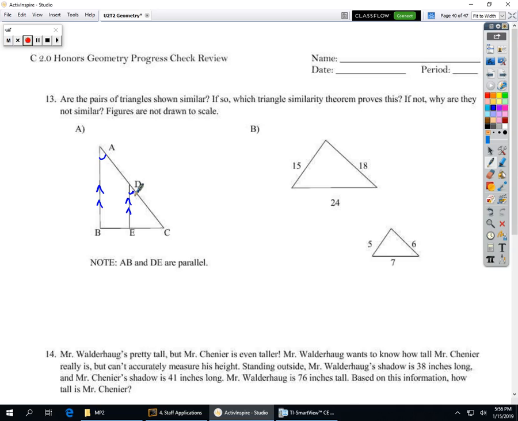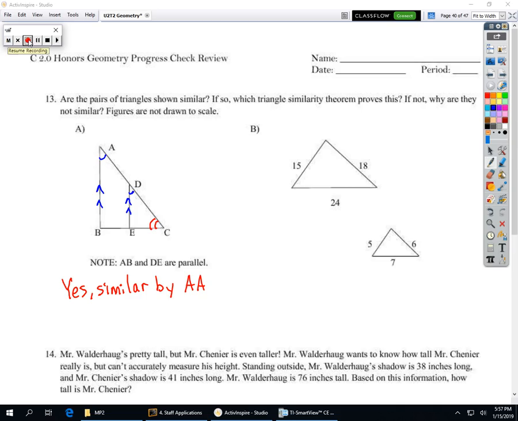Are there any other angles that are the same in both triangles? Well, if you notice, this small triangle has a corner of C, the large triangle also has a corner of C. So this is an example of angle-angle. So yes, they are similar by angle-angle.